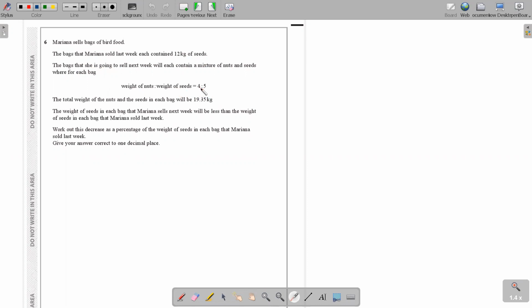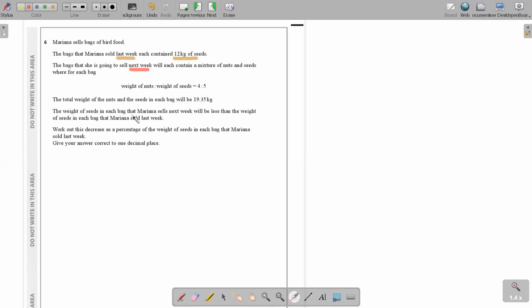So be a little bit mindful here. The first thing is they are telling us a story about 2 weeks. The bags that she sold last week each contain 12 kilograms of seeds. And next they are telling us a story about the bags she is going to sell next week, which will each contain a mixture of nuts and seeds. So next week, she's going to sell a combination. The bags are going to contain not only seeds, but nuts and seeds in the ratio 4 to 5.